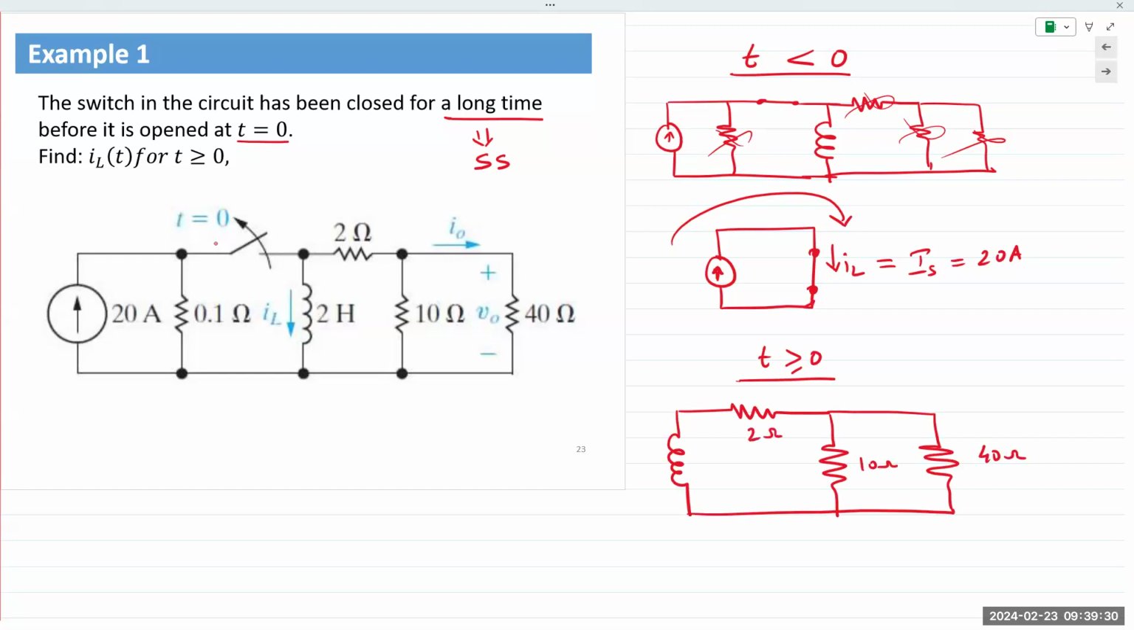So now, what kind of a response is this? Step or natural? No source means a natural response. The inductor is now simply discharging. Keep track of the current direction. IL is given to us as going down. Okay, so we do not change the given direction. The answer could turn out to be negative, but that does not matter. We have to stick with the direction that is given to us in the problem itself.